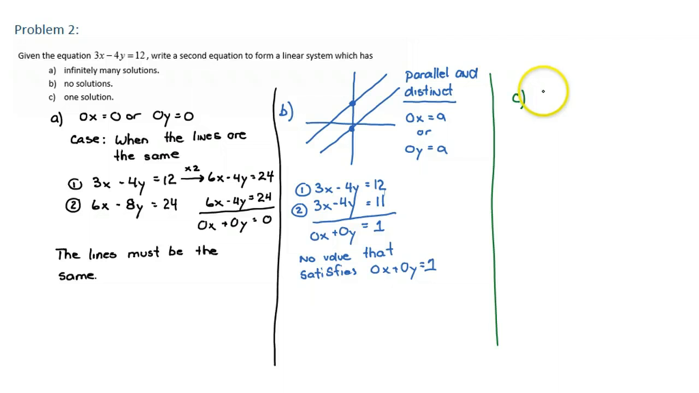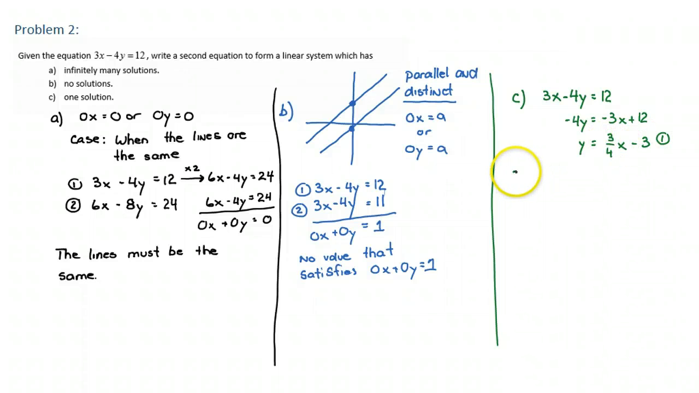One way might be, let's take our equation 3x minus 4y equals 12. And I'm just going to take a second and rearrange this. So we get minus 4y equals minus 3x plus 12. We're going to divide both sides by minus 4, so y is equal to 3 over 4 x minus 3. So now there's equation 1, that's the same equation.